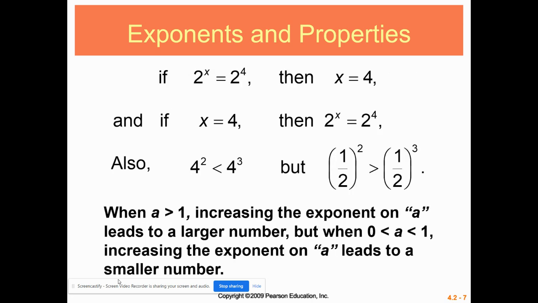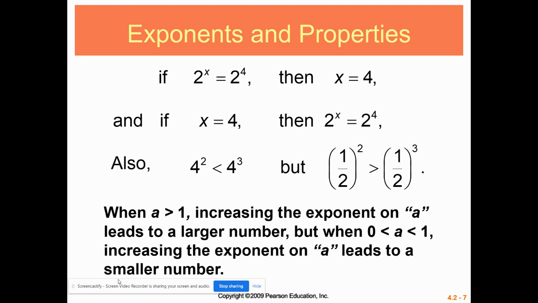And these are some examples of some properties. So if I have a base of 2, then 2 to the x equals 2 to the 4th tells me that x equals 4. If my bases are the same, the exponents have to be equal. And vice versa. If x equals 4, then 2 to the x equals 2 to the 4th. And there's nothing special about the base 2. I could use any base. 15 to the x will equal 15 to the 4th.